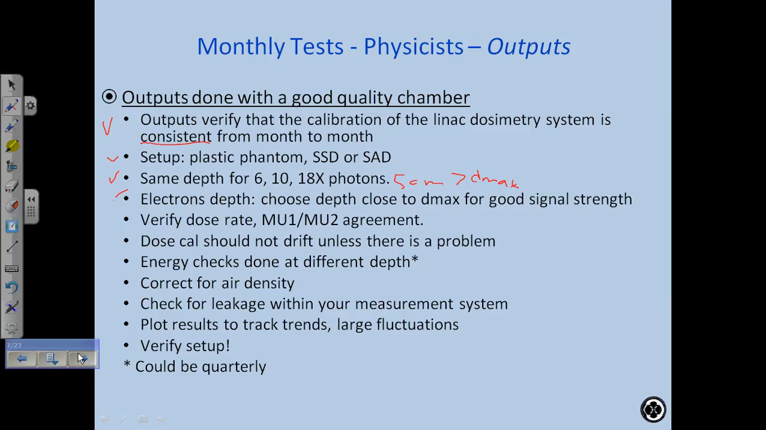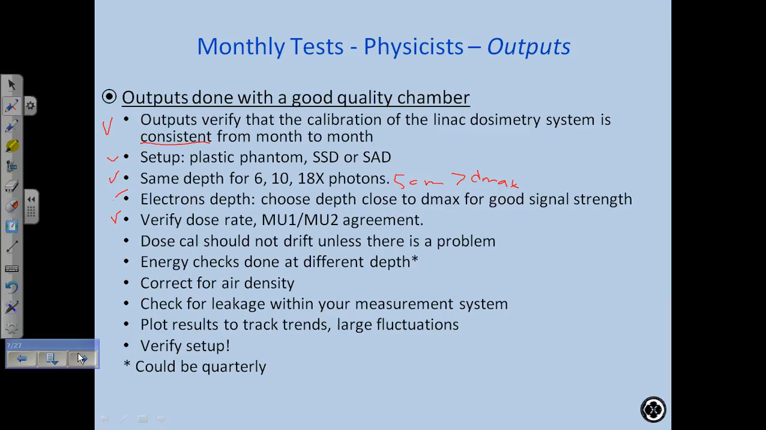Okay. Then verify the dose rate, MU1 and MU2 agreement. So as you're doing this, make sure that MU1 and MU2 agree. If they start to disagree, it's a calibration issue. You need to go in there and calibrate. If they start to disagree by more than 10%, the therapists are going to start getting interlocks. Okay, so you don't want that to happen.